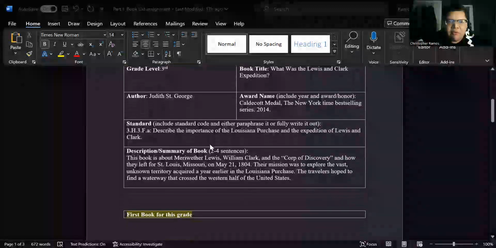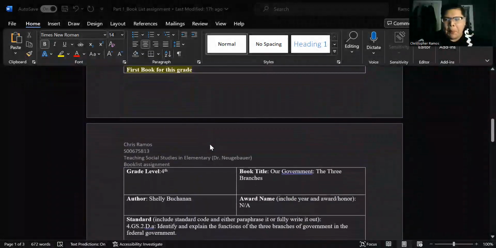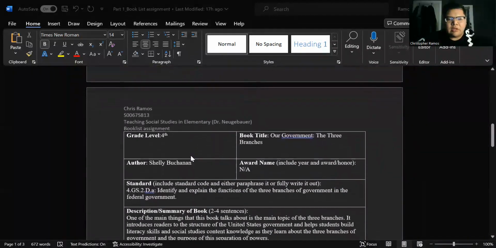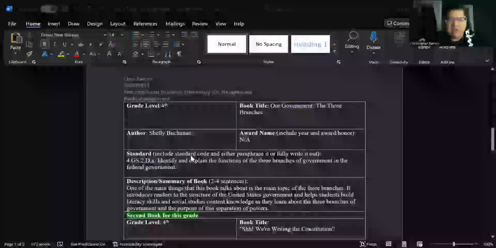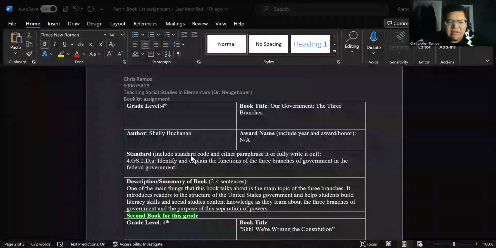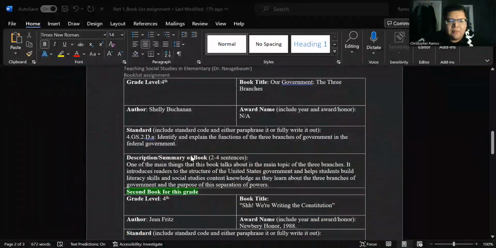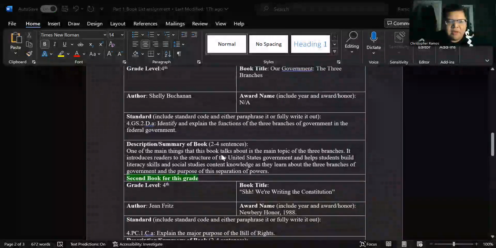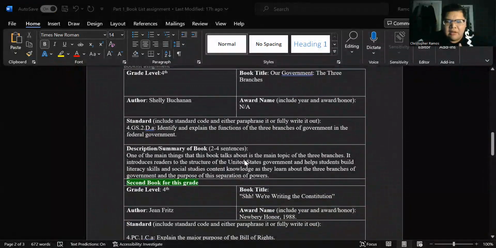Moving on to fourth grade, the book title is Our Government: The Three Branches, by Shelley Buchanan. I think that's how you say it. The standard for this one is identify and explain the functions of the three branches of government and federal government.